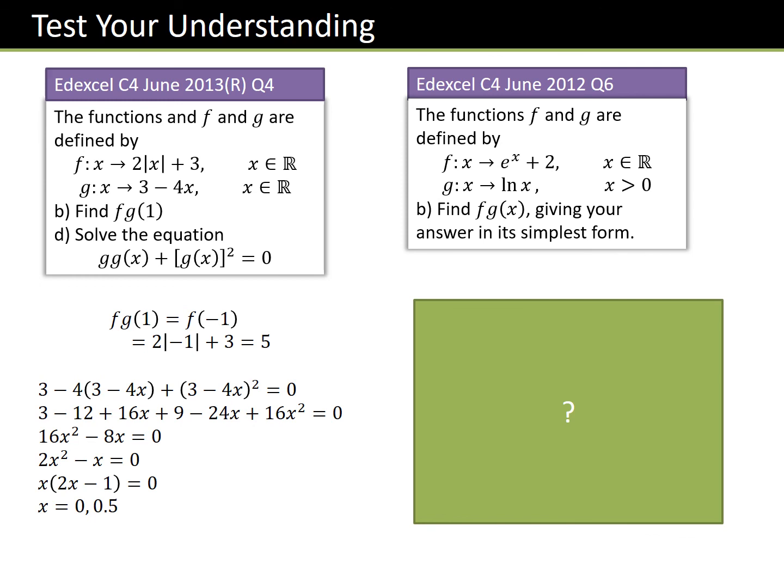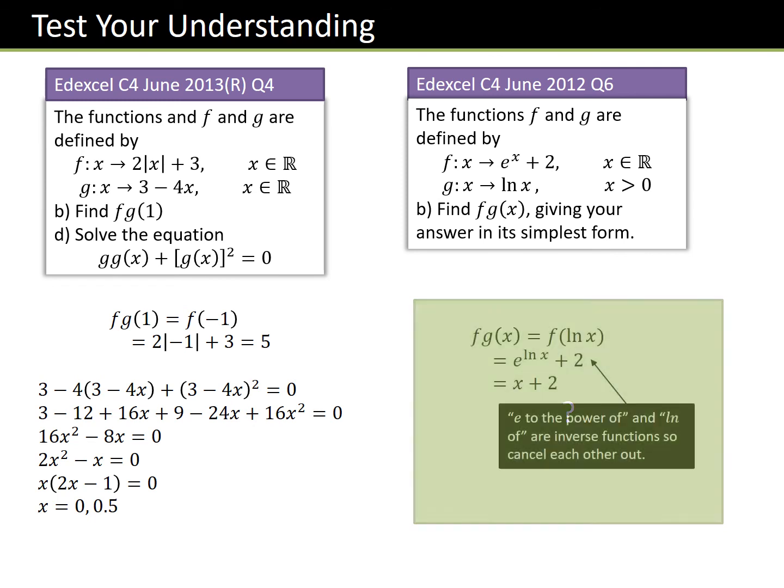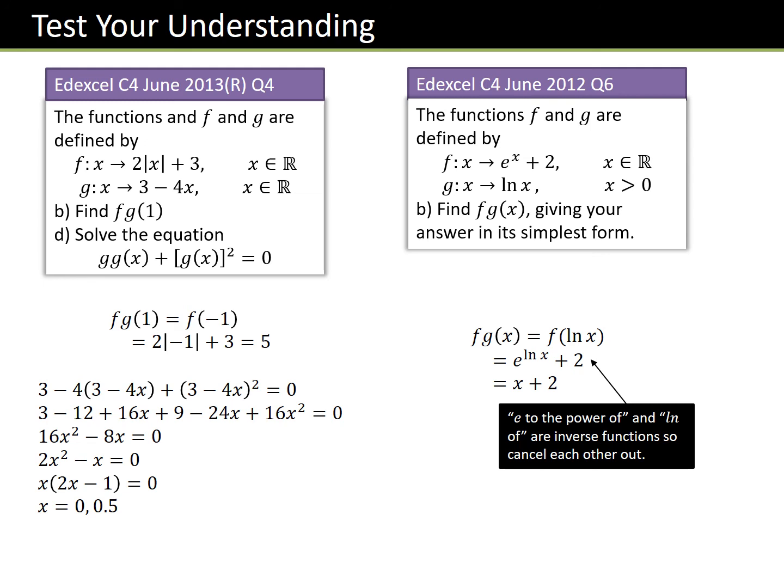So if we find g of x first, we get ln x, and then what we've got to do is take, so here we've got fg of x, we've got f of ln x, we've got e to the ln x, plus 2. Well, the e and the ln basically are the opposite of each other, so I end up with just x. So they're inverse functions, they cancel each other out. So I'm just left with x plus 2, which is a lovely little question.